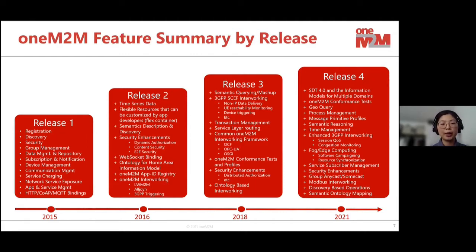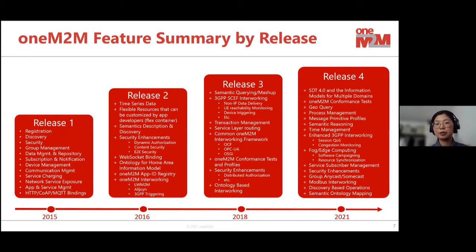For example, in release 2, we have time series data support, and we also have the WebSocket binding and an ontology for the home area information model, as well as interworking to enable a oneM2M system with LwM2M or AllJoyn and 3GPP. In release 3, we keep improving the interworking with other systems. For example, we have enhanced 3GPP SEF interworking to enable more features. And we have the common oneM2M interworking framework, which provides interworking with OCF, OPC UA, and OSGi. And from an ontology perspective, we also provide ontology-based interworking.